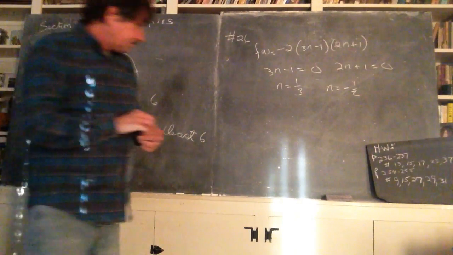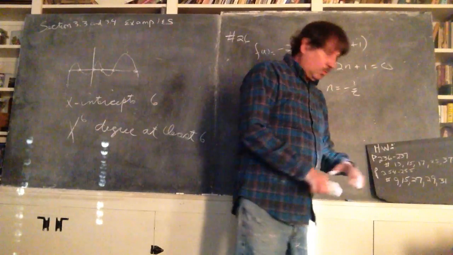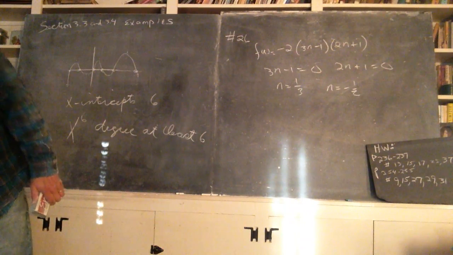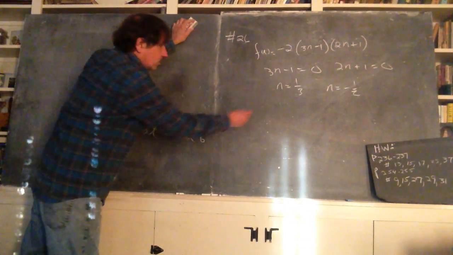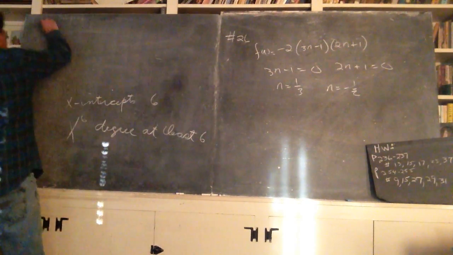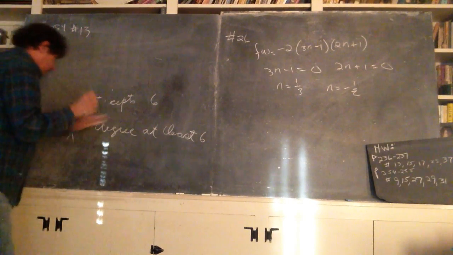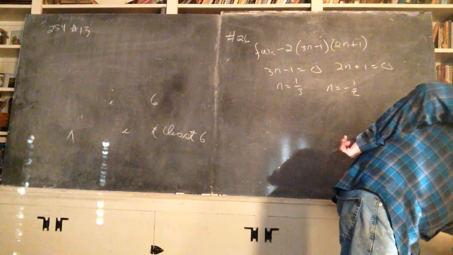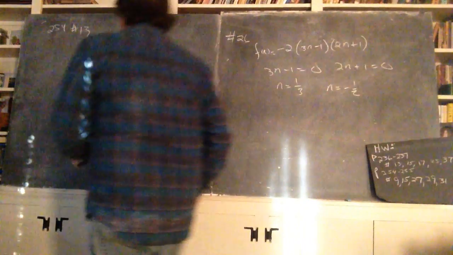So let's skip to another factored form. Now I'm down in the second homework assignment, and it looks like I'm doing number, well, you have 15, so I'm going to do number 13. Section 3.4, page 254. Number 13. I don't know what it is quite yet. x cubed, x squared minus 20x.